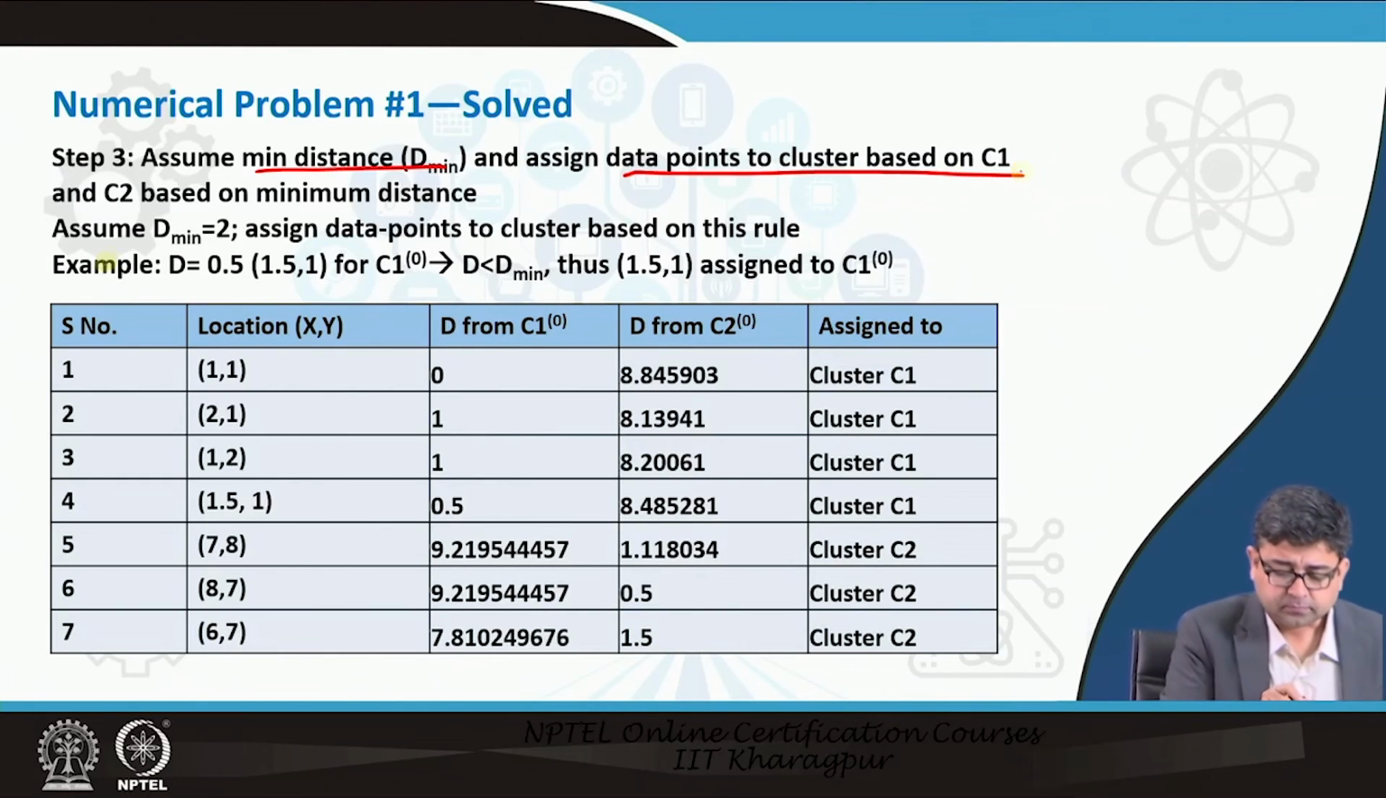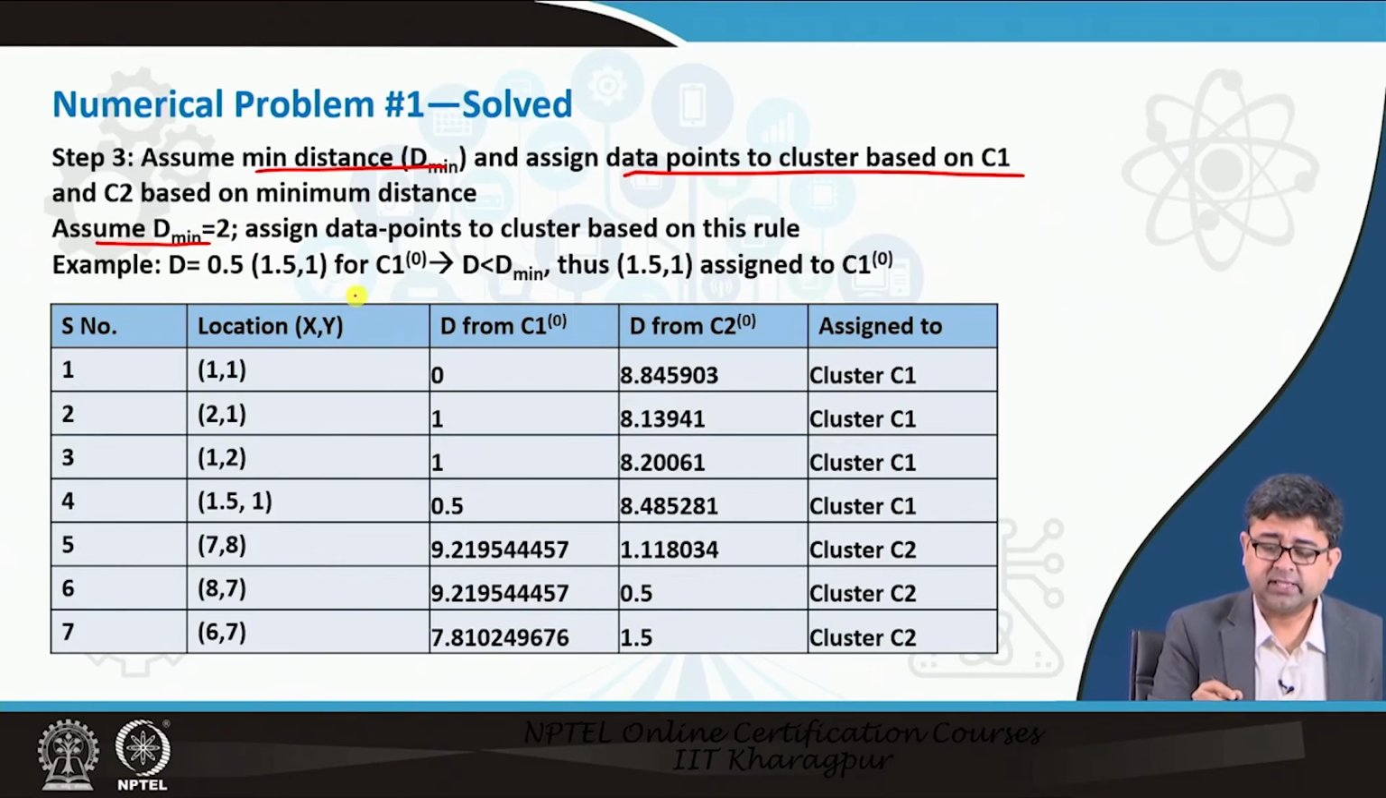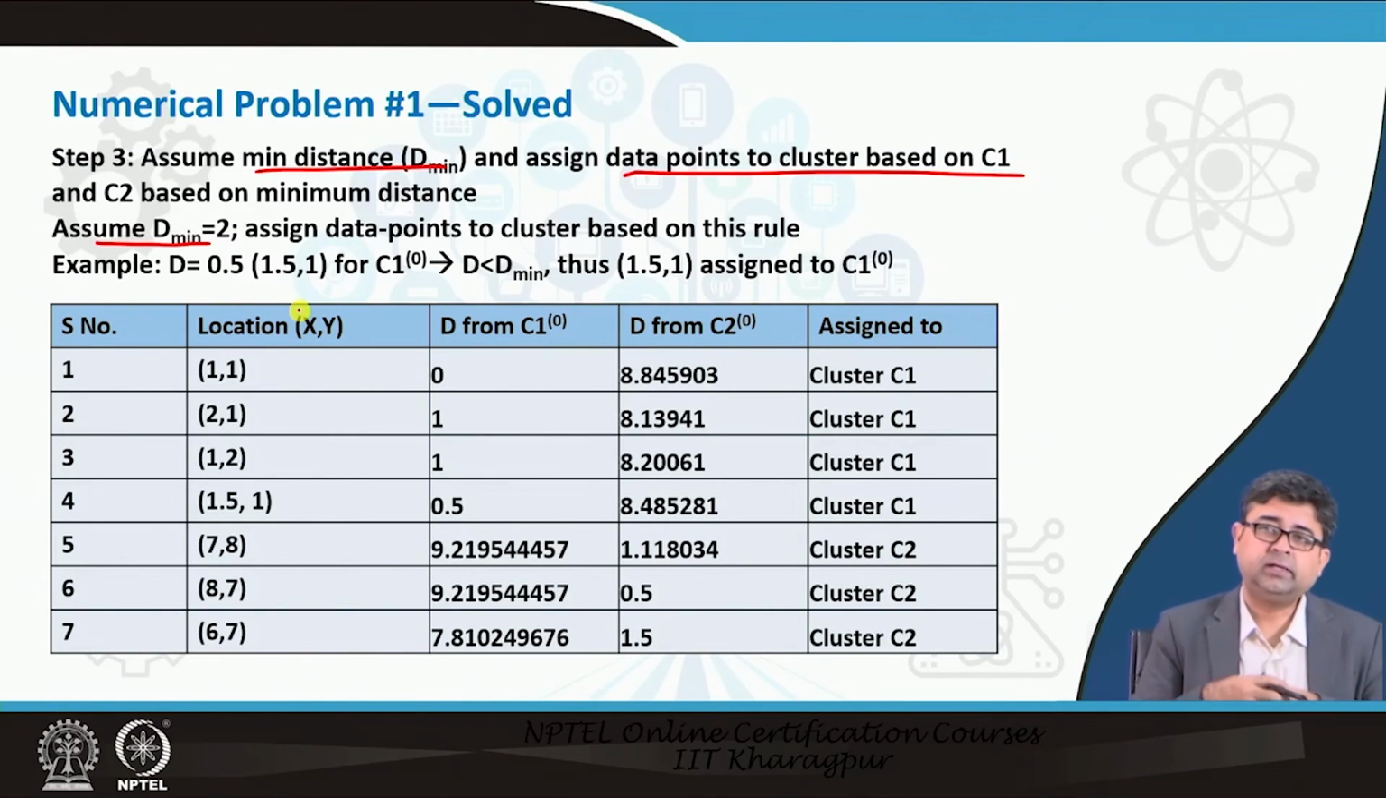Say you assume a minimum distance of 2. So, this is some kind of criteria or threshold that you put. Now, if anything is less than 2, then you say that it belongs to cluster C1, and if the distance is greater than 2, then you say that it belongs to cluster C2. This is an iterative process.